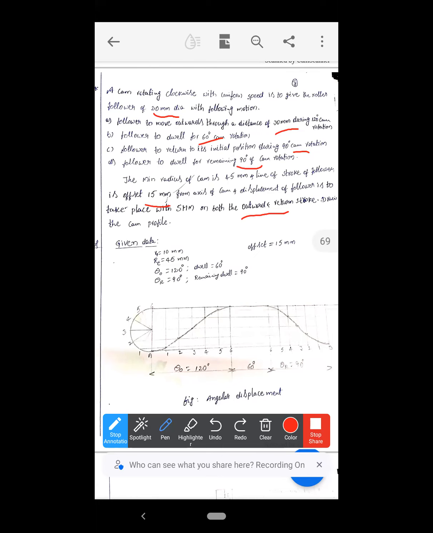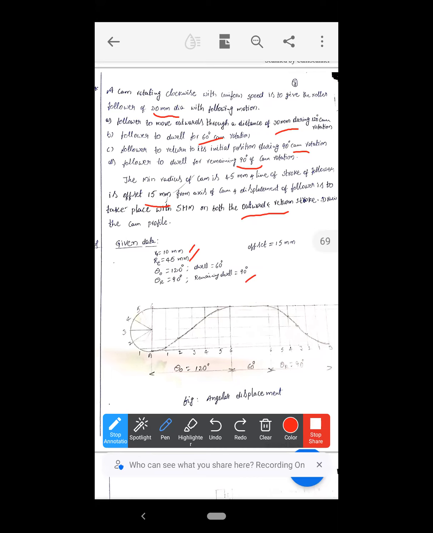From the problem description, you have to write the given values. All of you observe the given values. First you have to identify which type of follower it is. That is the roller type of follower. The roller radius is 10 mm, and the base circle radius is 45 mm. The outstroke angle theta naught is 120 degrees, dwell is 60 degrees, the return stroke is 90 degrees, and the remaining dwell is also 90 degrees.